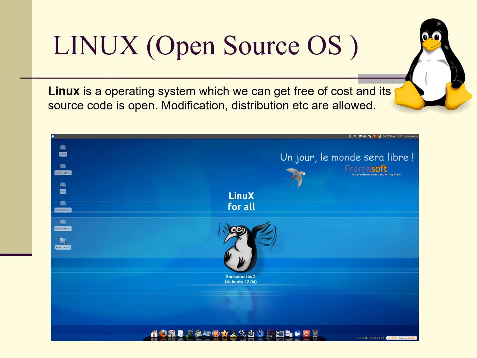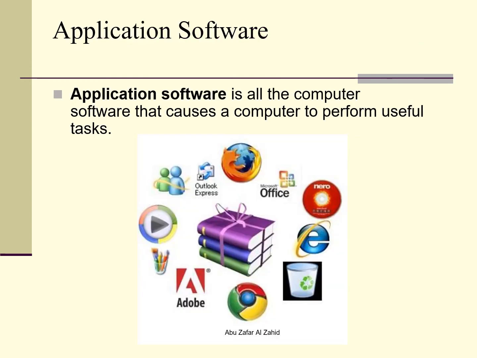What is an open source operating system? Basically, open source operating systems are operating systems which we can get free of cost and whose source code is open. Modification and distribution are also allowed for open source operating systems.